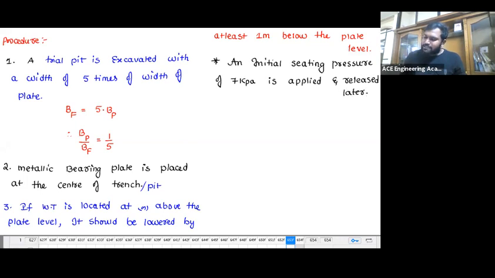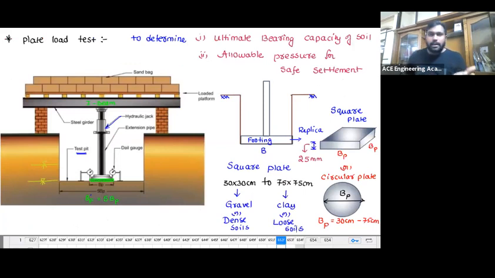Sir, why are they applying the 7 kilopascals of seating pressure, sir? Sir, just imagine if you keep your foot on soil, how it would be. If you just keep your foot on the soil, there wouldn't be much proper contact between your foot and soil. But if you press your foot, then you can see the impression of your foot on the soil. Yes or no? The impression means there is a proper contact attained between your foot and the soil. So for getting the proper contact between the plate and the soil, we are going to apply a small pressure of 7 kilopascals.